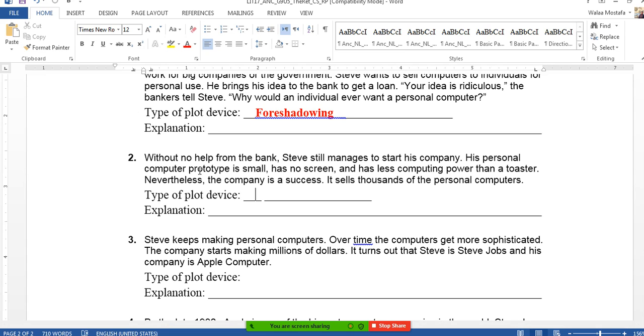Should I read it? Of course. With no help from the bank, Steve still managed to start his company. His personal computer prototype is small, has no screen, and has less computing power than a toaster. Nevertheless, the company is a success. It sells thousands of personal computers.